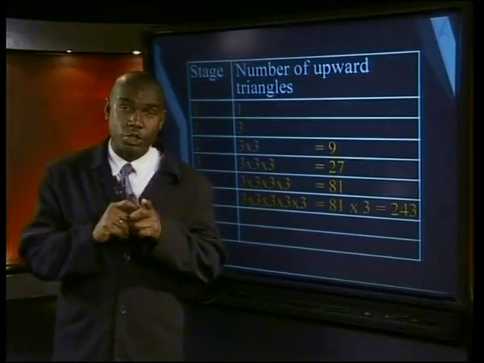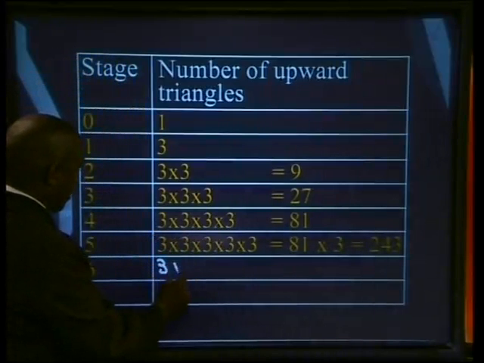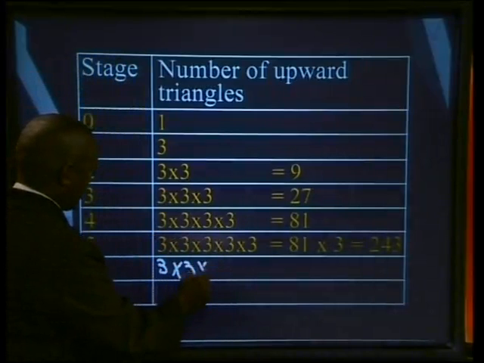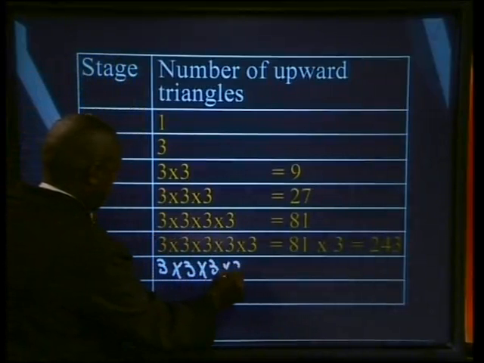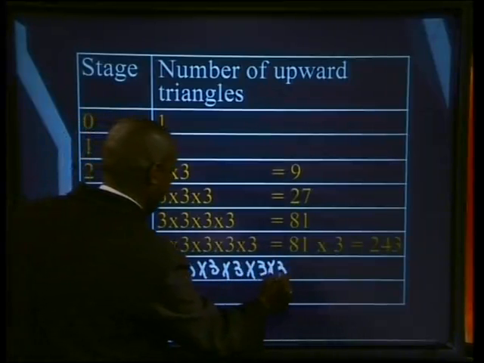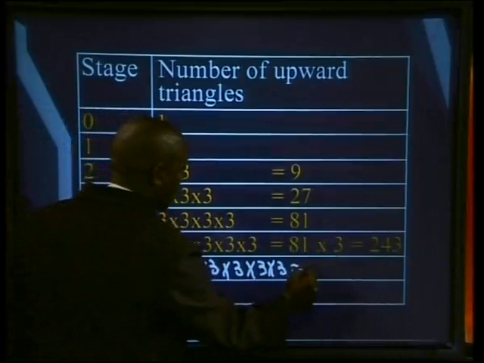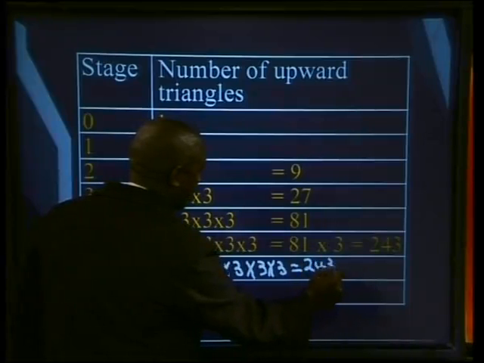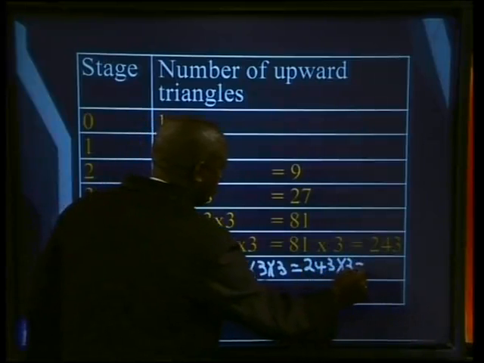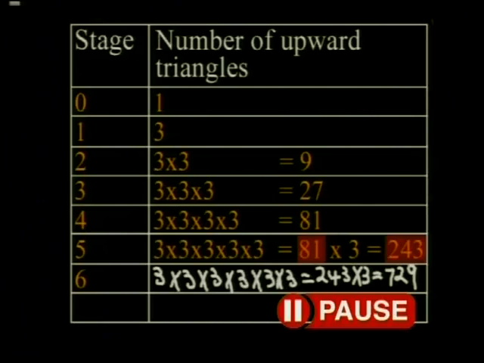So at the 6th stage, we'll have 3 multiplied by 3, multiplied by 3, multiplied by 3. It will have to be 6 times. That will be the same as, remember in stage 5, we had 243. That means we can multiply that by 3, which will give us 729. Can you use this pattern to predict how many triangles pointing up there will be in stage 9?